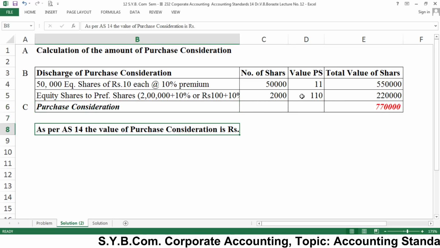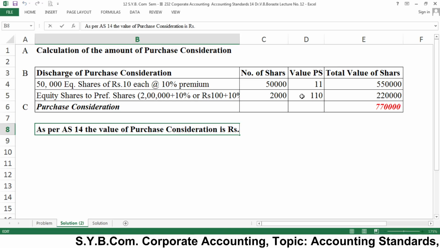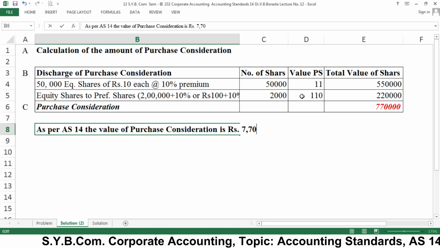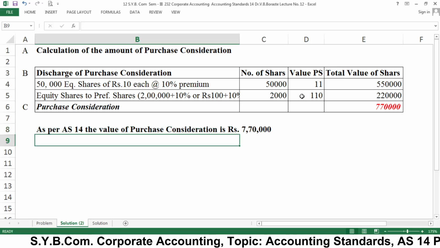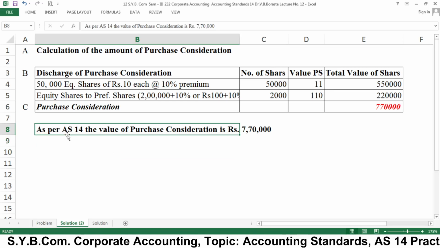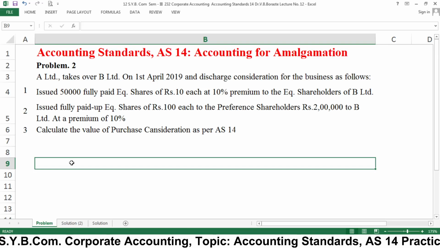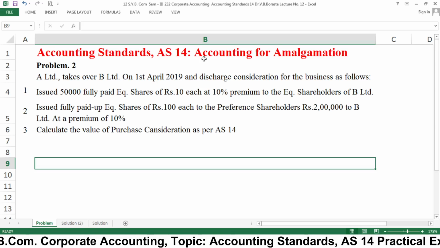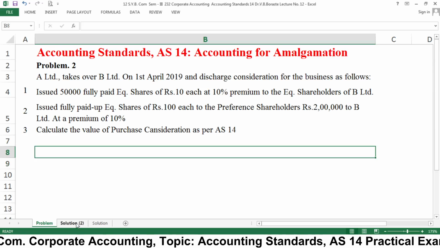So in this way you can calculate the purchase consideration as per accounting standard 14, and you have to mention that as per AS14 the value of purchase consideration will be 7 lakh 70,000. In this way you can calculate the purchase consideration as per AS14. So this is example number 2 of accounting standard 14, that is accounting for amalgamation.